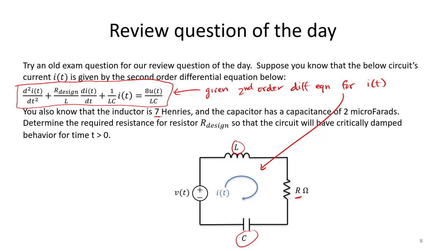We are told the inductor is 7 henries. The capacitor has a capacitance of 2 microfarads, so the capacitor is 2 times 10 to the negative 6 farads. But we don't know R design. We are told that we need to determine the required resistance for R design so that the circuit will have critically damped behavior.